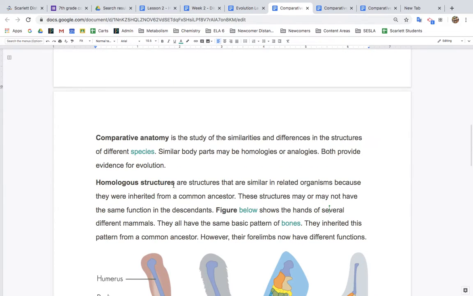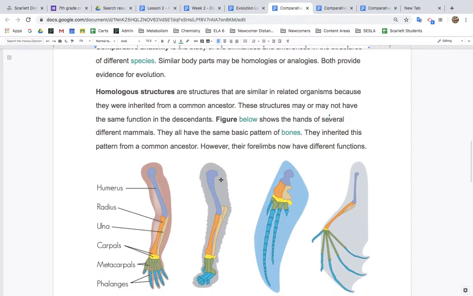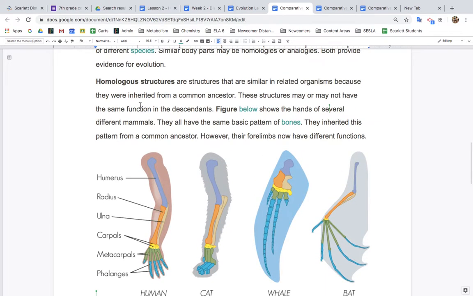Homologous structures are structures that are similar in related organisms because they were inherited from a common ancestor. These structures may or may not have the same function or job in the descendants.